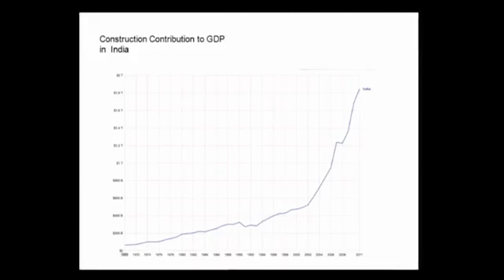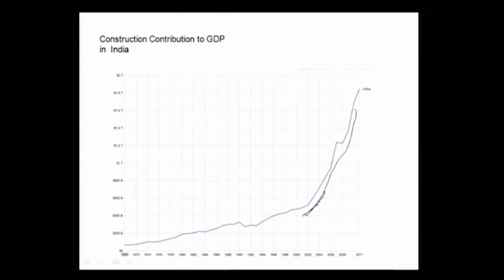If we look at the national GDP, you can see the blue line. Since around 2002 we have been on this part, which is really skyrocketing upwards. Okay, so this is the GDP, and around here we have been skyrocketing upwards.